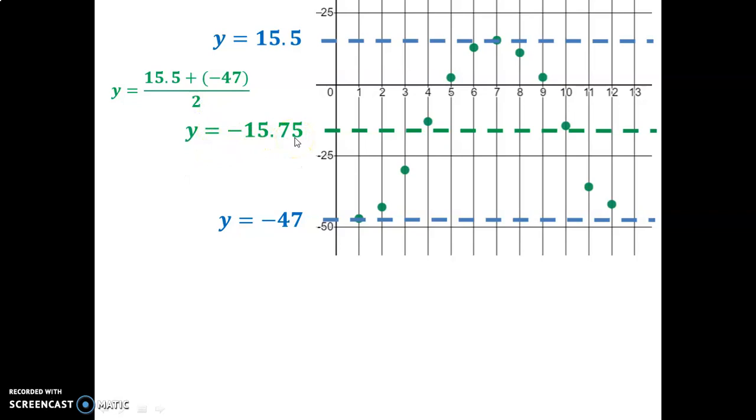That's pretty crazy to think about. The average temperature in this city is -15.75. Yes, it does get above 0 here for several months, but on average throughout the year, it's that temperature. Midline, or the principal axis.